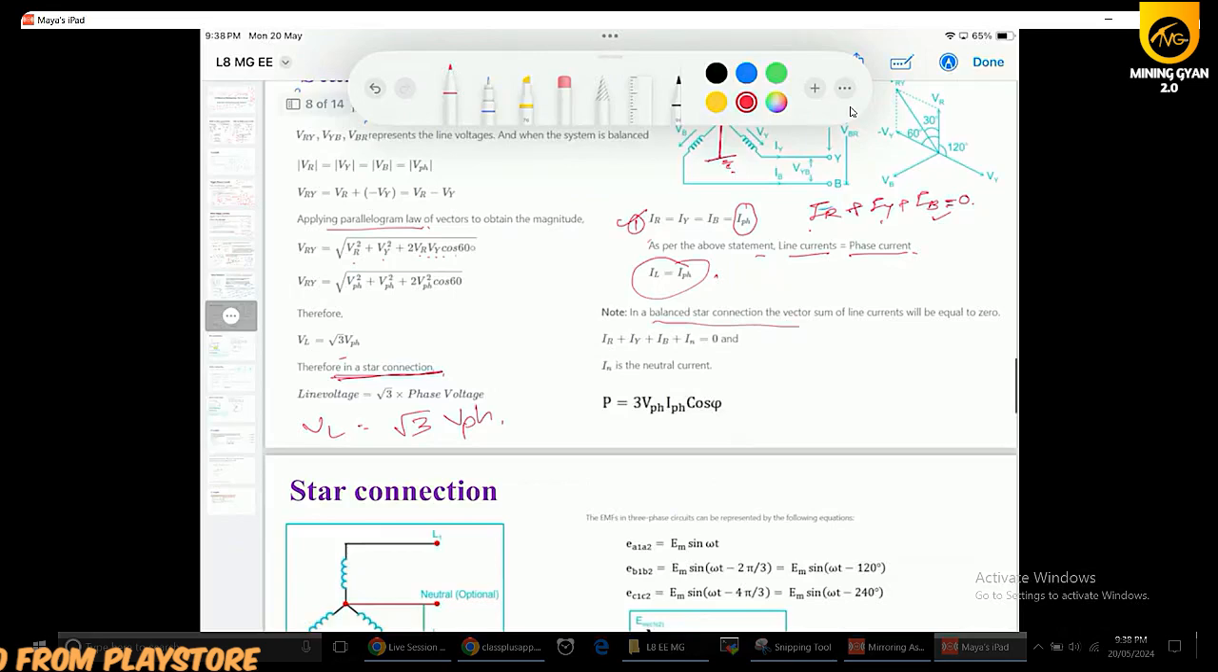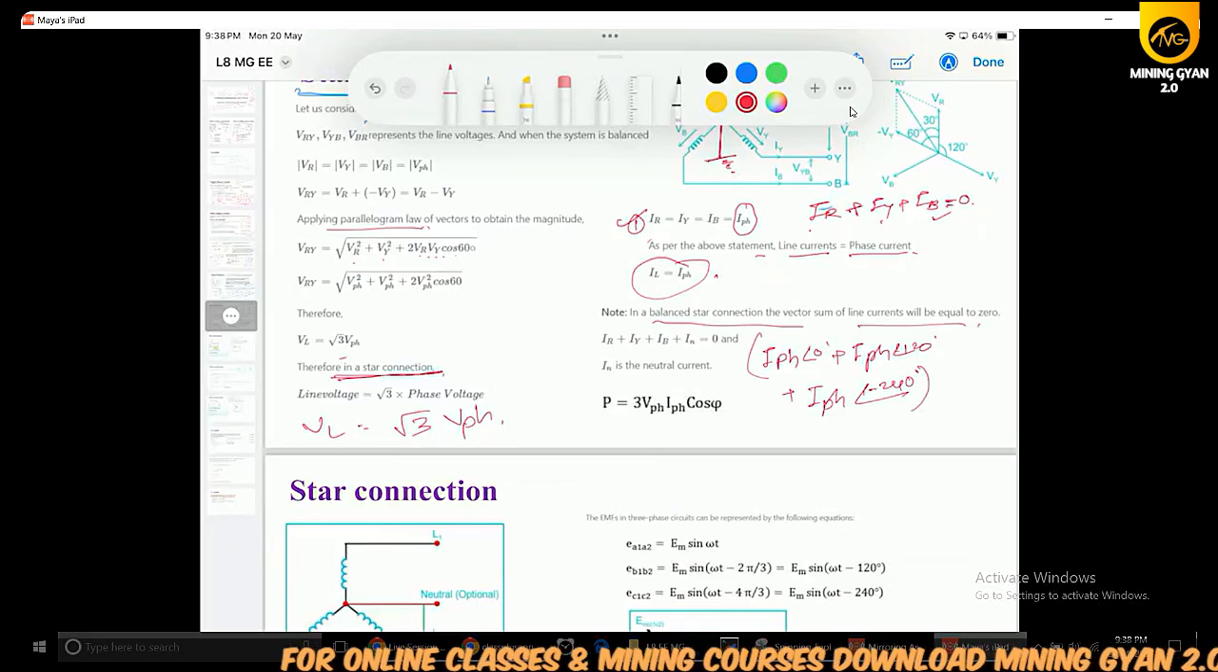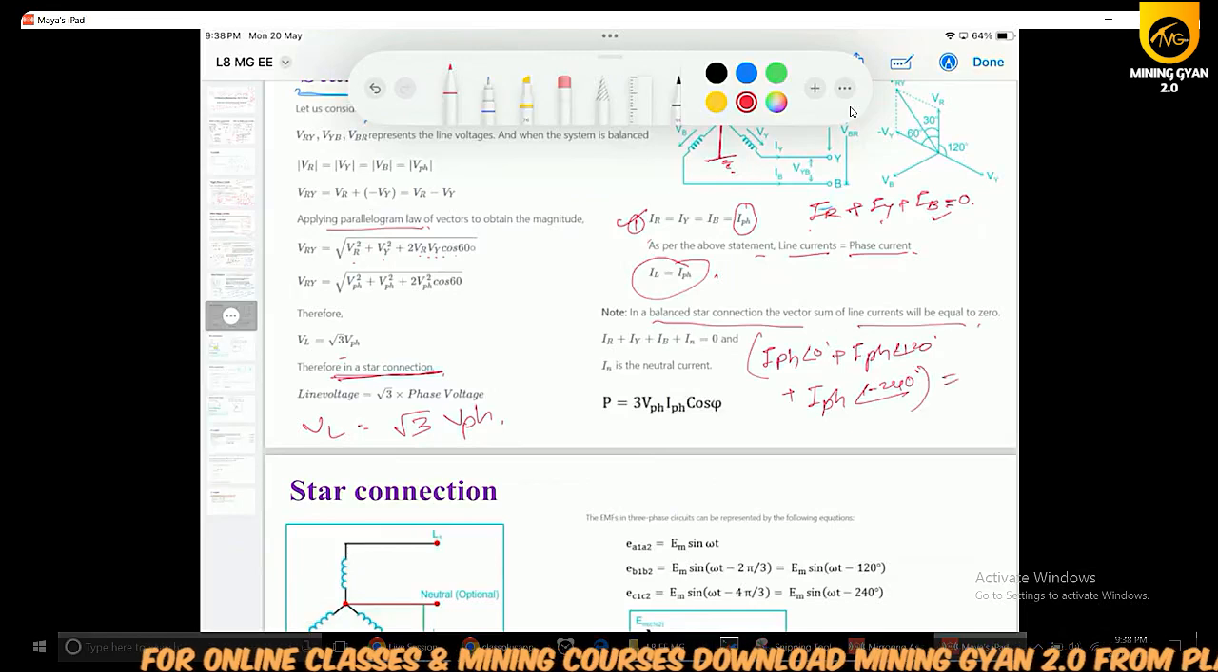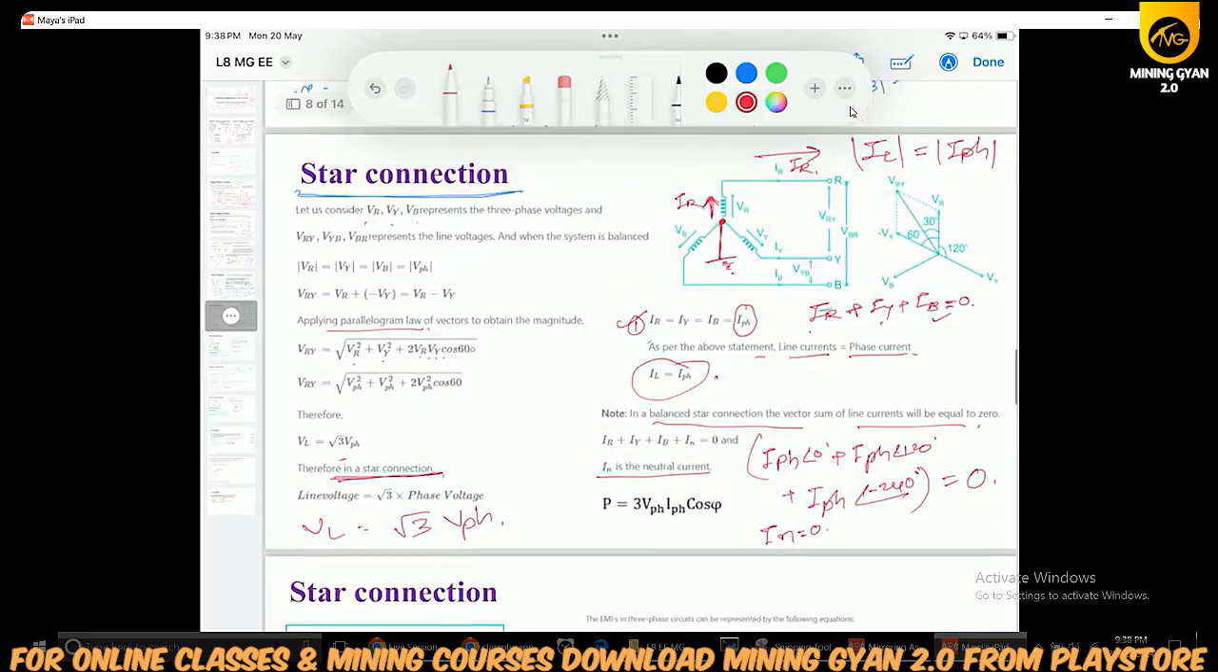In a balanced star connection, the vector sum of the line currents will be equal to 0, because IR will be I phase at an angle of 0, plus IY will be I phase at an angle of minus 120, plus IB will be I phase at an angle of minus 240. These are the phasor values, and their sum will be equal to 0. IN is the neutral current. If the system is balanced, then IN will be 0, meaning there will be no flow of current through the neutral path.